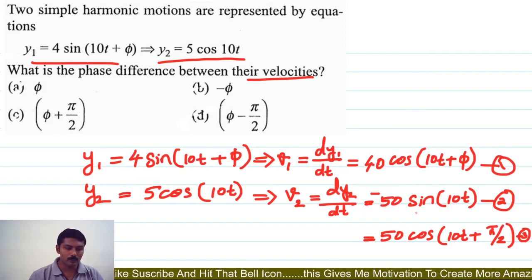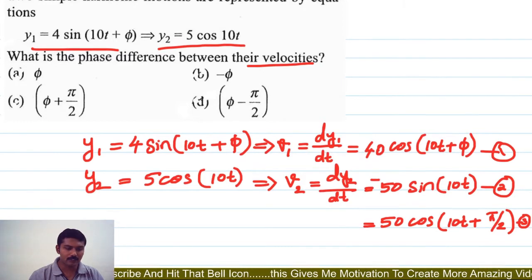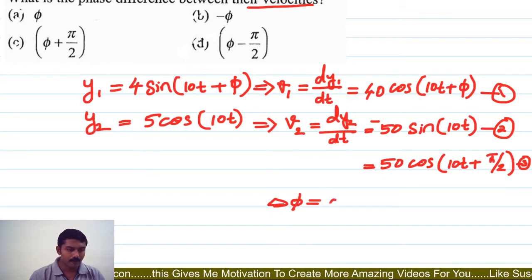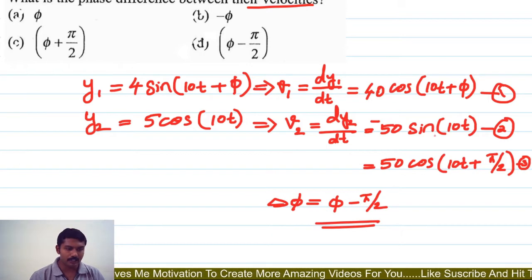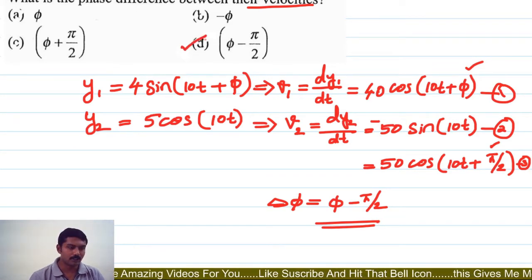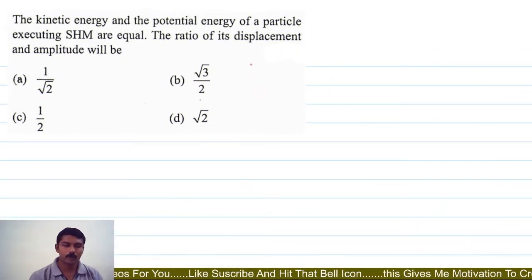When you compare the two, you can find that the phase difference between V1 and V2, let's call it delta phi, will be equal to phi minus pi by 2. This is the phi and this is the pi by 2. When you subtract both, you get phi minus pi by 2, which is the fourth option as the right answer. So we look at the next question.